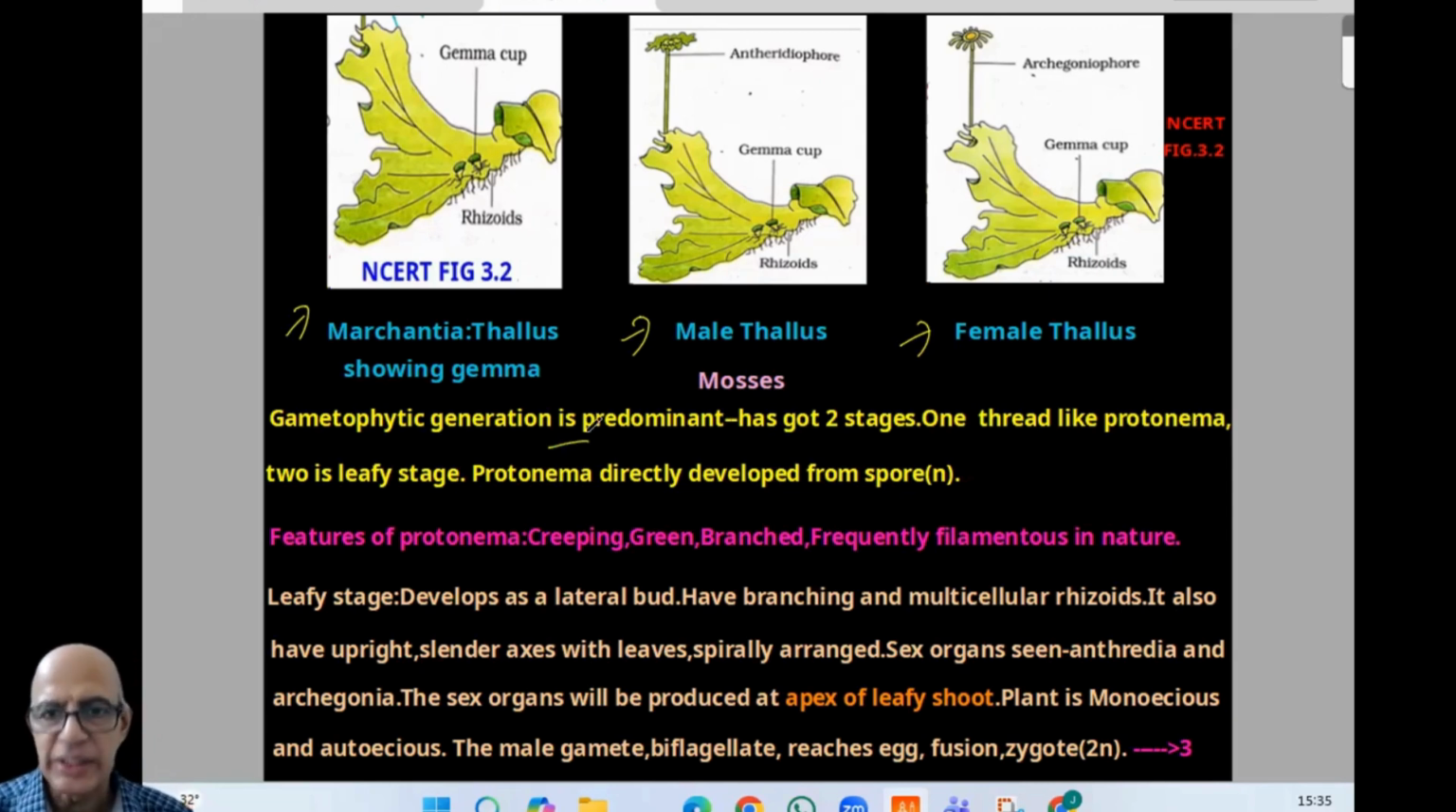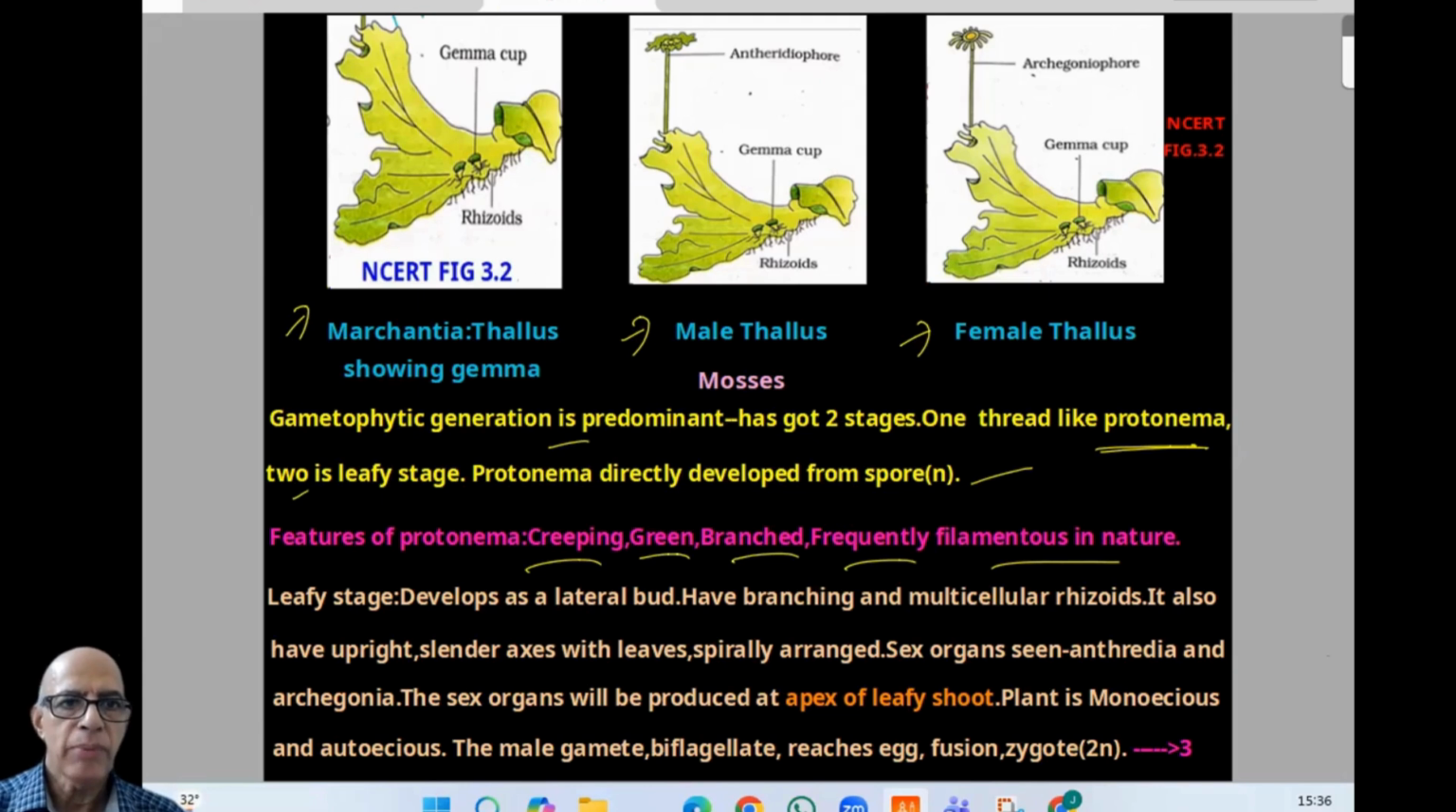Here also the gametophytic generation is predominant. It has two stages. One is the thread-like protonema, and the second is the leafy stage. Protonema is directly developed from spore. I think after that it is clear. Now, features of protonema, just like gemmae, are important. It is creeping, green, branched, and frequently filamentous in nature.